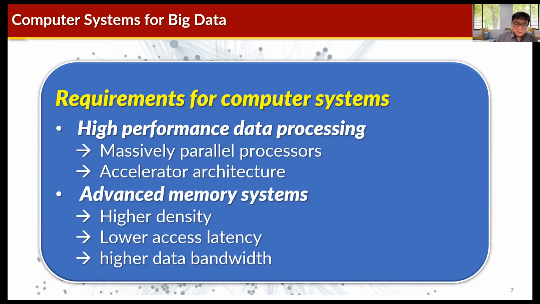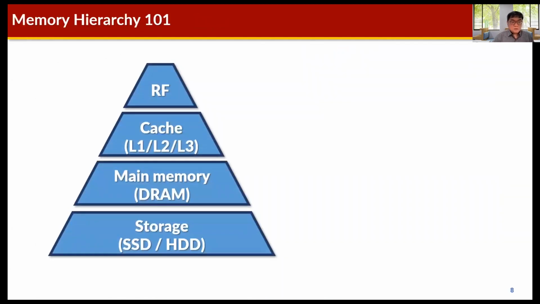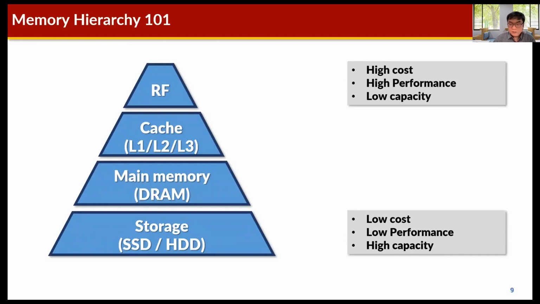Okay, so these are some traditional approaches, like higher performance data processing and advanced memory systems. This is what computer architects have worked on for these high performance data processing engines and advanced memory systems. So let's talk about the memory hierarchy. This is a very basic concept. So this is the shape of the memory hierarchy.